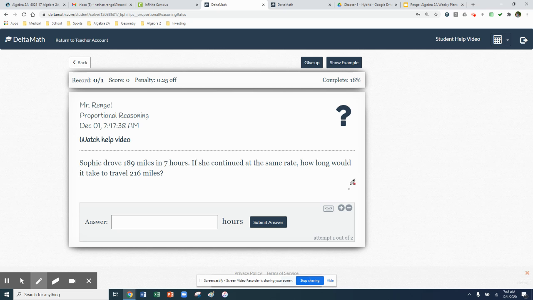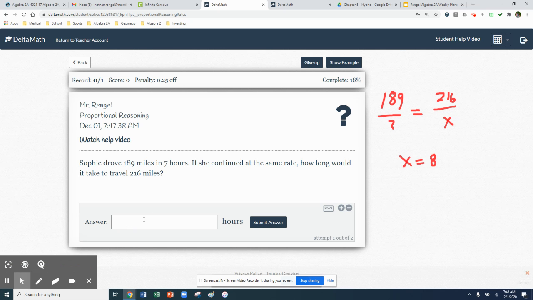So a couple ways that we could attack this. First, we could set up a ratio. We could set up that she's traveling 189 miles in 7 hours. So then we're doing miles compared to hours. We could set up 216 compared to X hours. And then we could use our calculator to cross multiply and divide. So I take 216 times 7, divide by 189, and we'd get 8. So we can get X equals 8 using a proportion. So that's one way that we could solve this one.